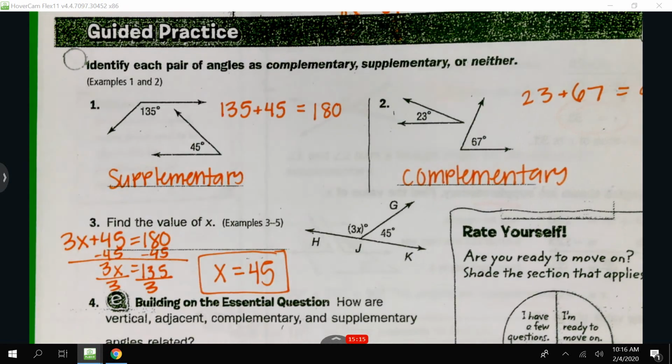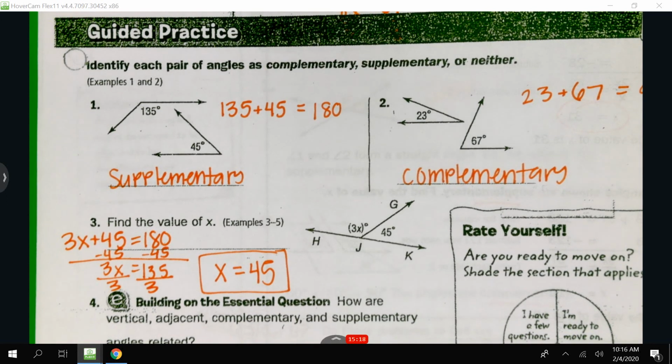So sum of 90 is complementary. Sum of 180 is supplementary.